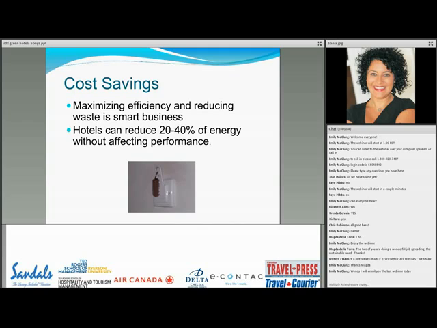In terms of cost savings, I don't think that this is anything new. Statistics identify that hotels can reduce 20 to 40% of energy without affecting performance. I've conducted waste audits in hotels where 50% of their waste is compost, which could be easily diverted. So there really is a big cost savings. Just to give you a quick case study of the Fairmont Royal York, years ago in the 90s, they invested $25,000 to replace leaky steam taps, something that seems very simple.